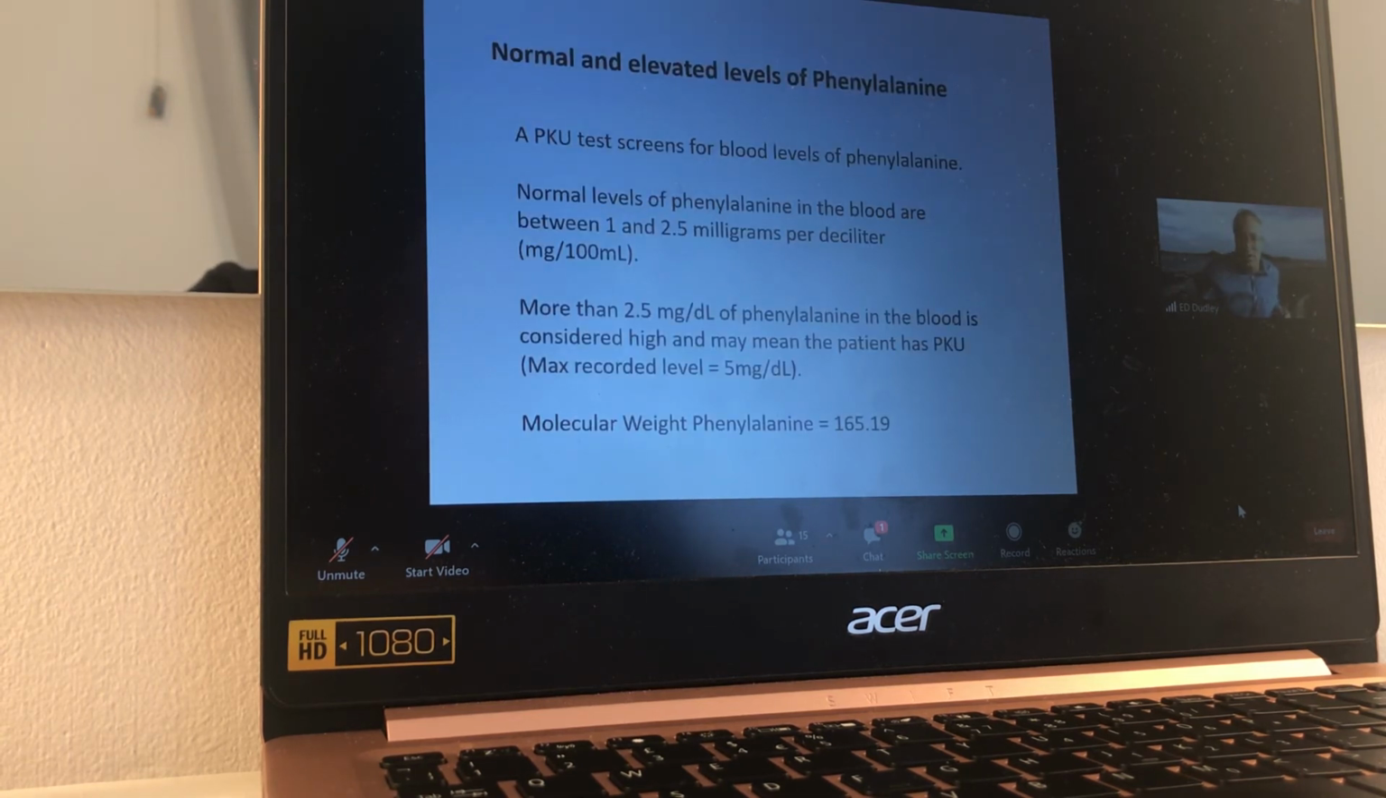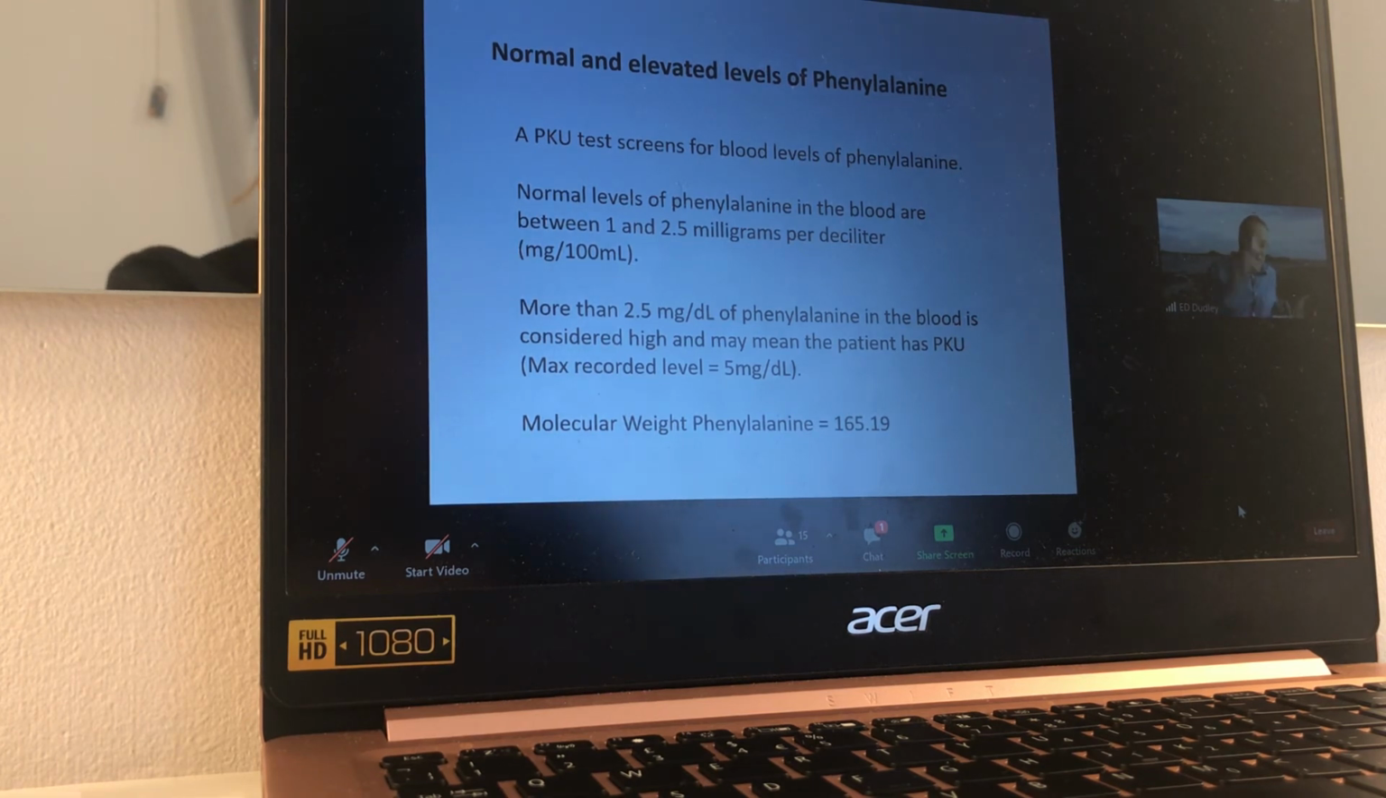Before we do that, there are certain things you need to be aware of because these will help you design the assay. You might want to write these down, or they're on the PowerPoint on Canvas if you can access that. Your PKU test is going to screen for blood levels of phenylalanine. The first thing to consider is that normal levels of phenylalanine you might expect in a healthy individual will vary between 1 and 2.5 milligrams per 100 ml. Healthy individuals will have some phenylalanine in their blood, but anything greater than 2.5 milligrams per 100 ml suggests that person is a patient or suffers from PKU.